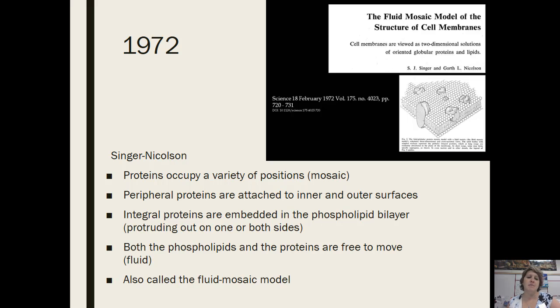They were also the first to name the proteins based on their location. So they termed the small proteins peripheral proteins, and they said that these peripheral proteins were attached to the inner and outer surfaces. They also termed the integral proteins and defined them as being embedded in the phospholipid bilayer by protruding out either one side or spanning the membrane of both and protruding out both sides. They also said that both the phospholipids and both types of proteins are free to move about the membrane itself so that it was fluid. And so they put these terms together and labeled their model the fluid mosaic model of membranes. They also said that cell membranes were about 5 to 10 nanometers in thickness.